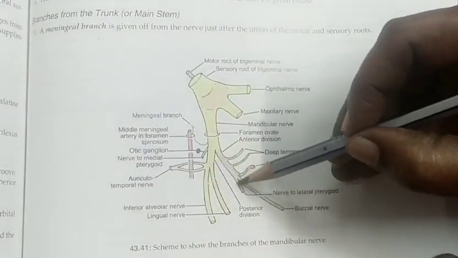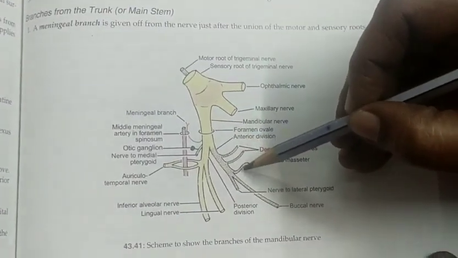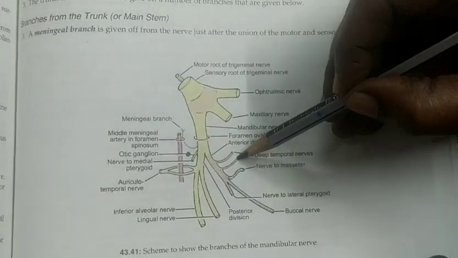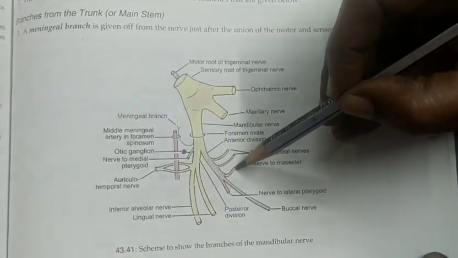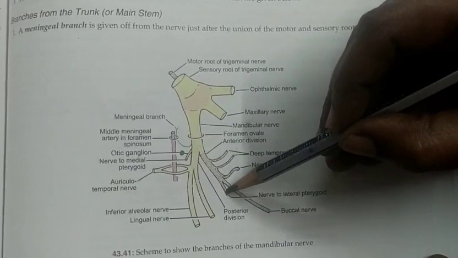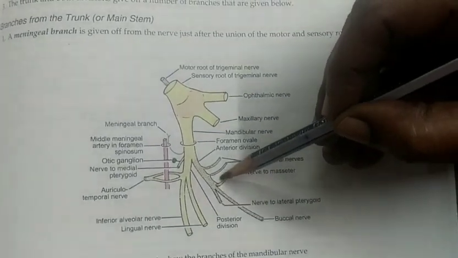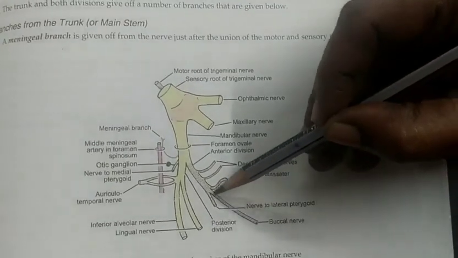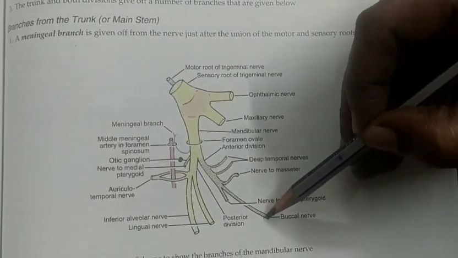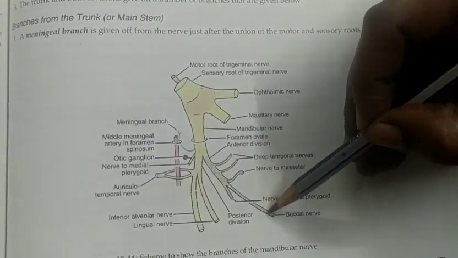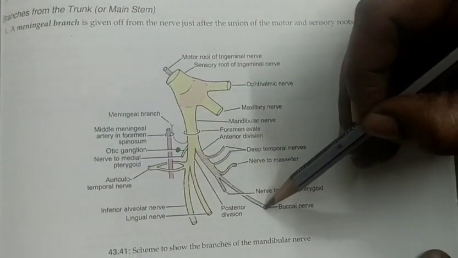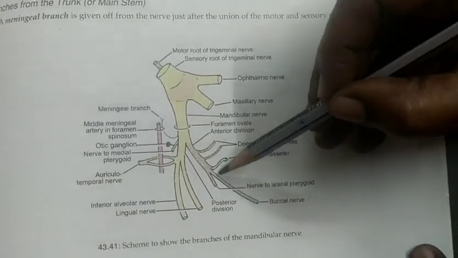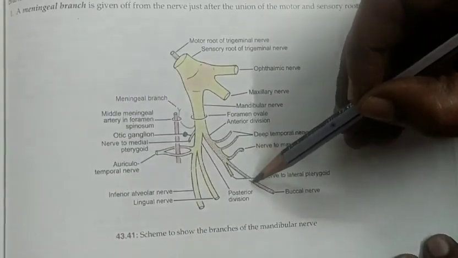From the anterior division, we get muscular branches, that is deep temporal nerves for supplying the temporalis muscle, nerve to masseter muscle, nerve to lateral pterygoid muscle. After giving these motor branches, the anterior division continues as the long buccal nerve, which is purely sensory. This long buccal nerve pierces buccinator but does not supply buccinator. It supplies skin and mucous membrane over the buccinator.